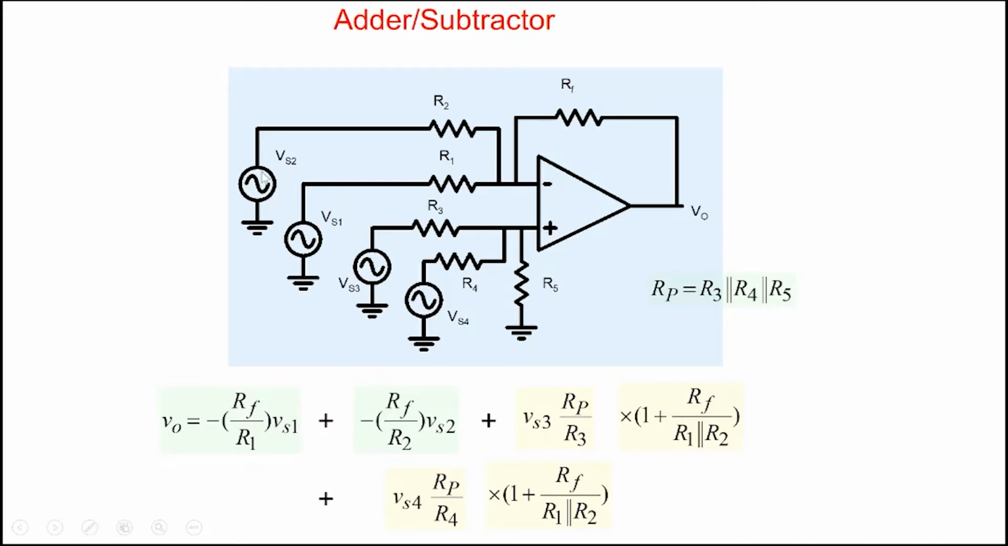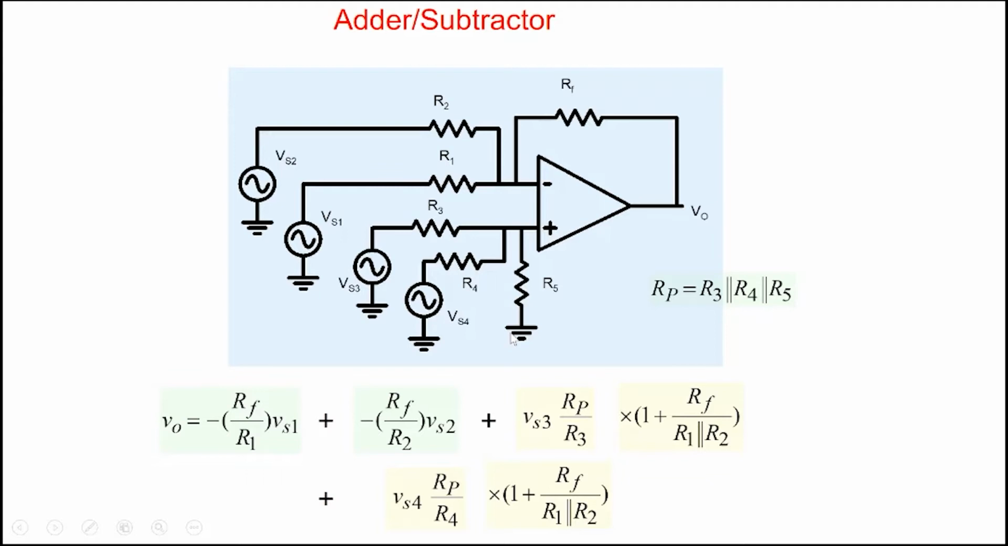Similarly, we can write down the contribution due to VS2, which we had seen earlier, and due to VS3 and VS4. If we are adding up the voltages VS3 and VS4, we are subtracting VS1 and VS2. So this is what we call an adder-subtractor block. We can add more segments if we want more terms. Let's say there was another term which was also negative, we can add another segment here, and similarly another segment here. So it's a very general adder-subtractor block.